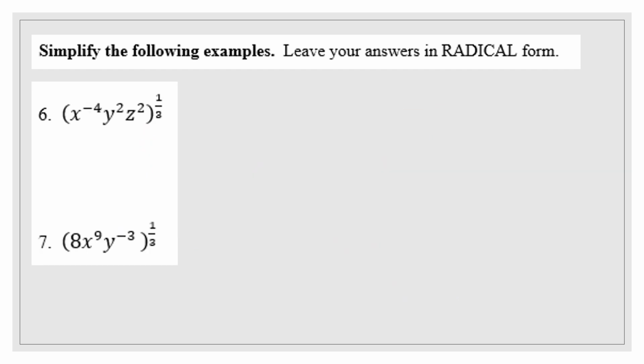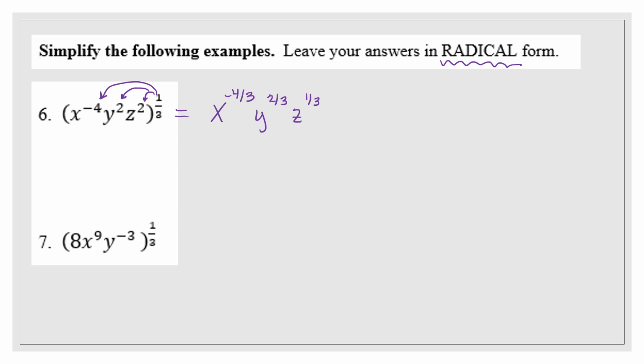And last two examples, then we'll be done with these. These two, I want you to leave everything in radical form. So we're going to use our properties of exponents, do what we've got to do, and then put it into radical form. So I have x to the negative fourth, y squared, z squared, all raised to the power of 1/3. So this is the power to power property. I'm going to multiply 1/3 to each of those exponents. That will leave me with x to the negative 4/3, y to the 2/3, and z to the 1/3.